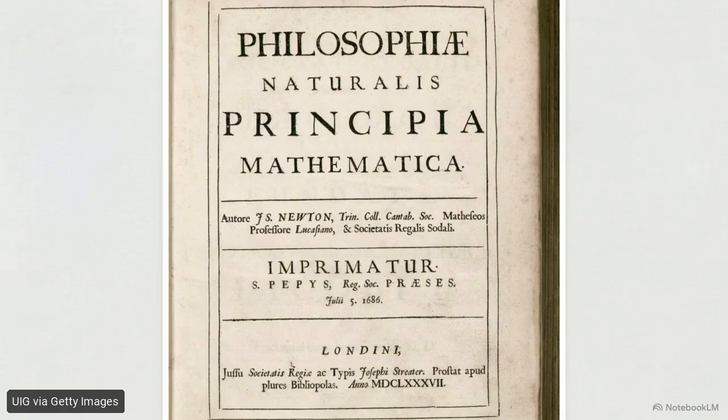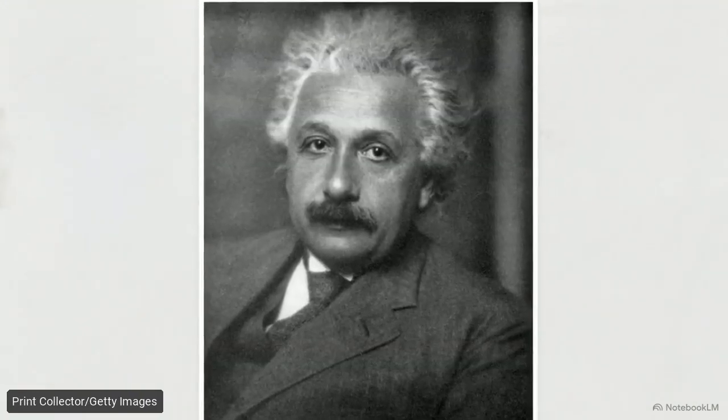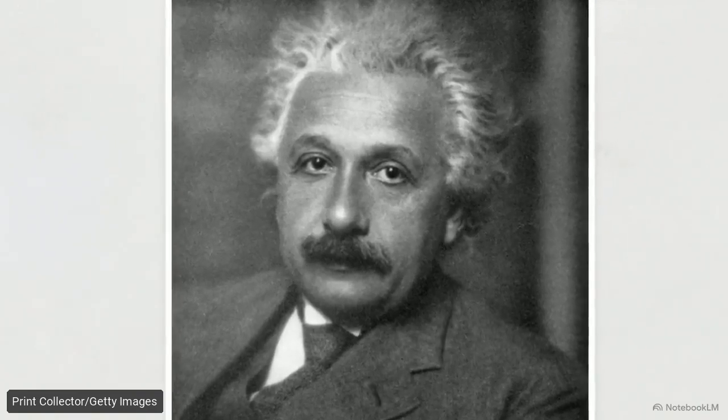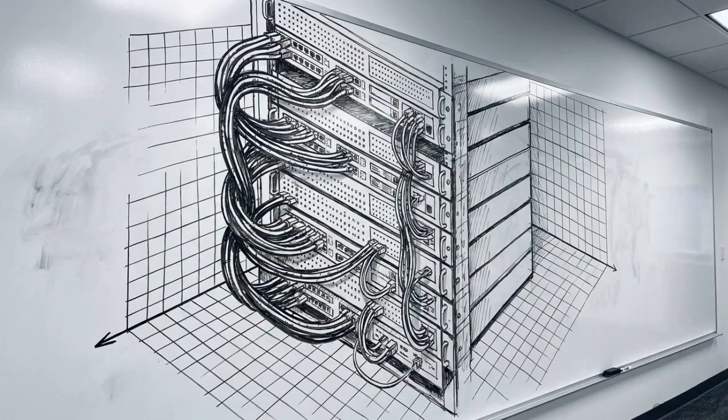When Isaac Newton published his Principia in 1687, he provided a universal toolkit for a world defined by motion and physical rules. Even Albert Einstein relied on these principles of continuous curvature to explain how gravity bends the very fabric of space. But the defining problems of our time look different.